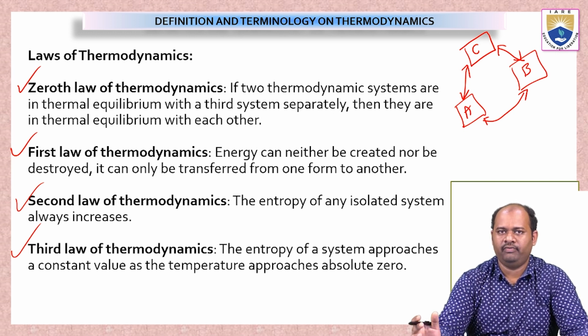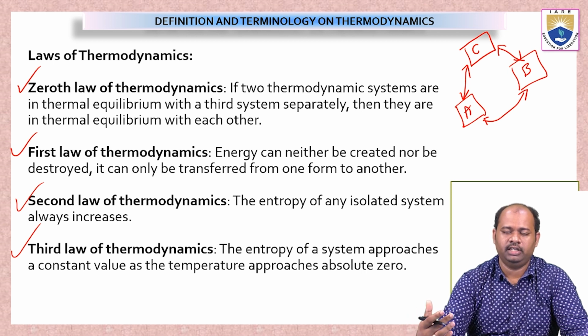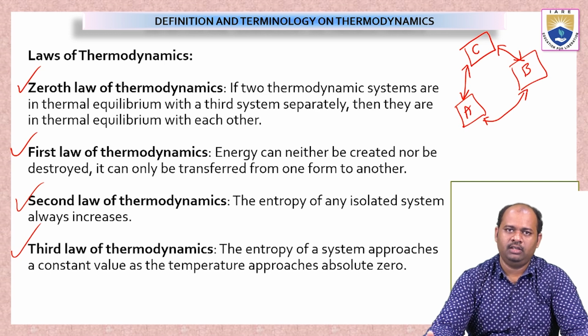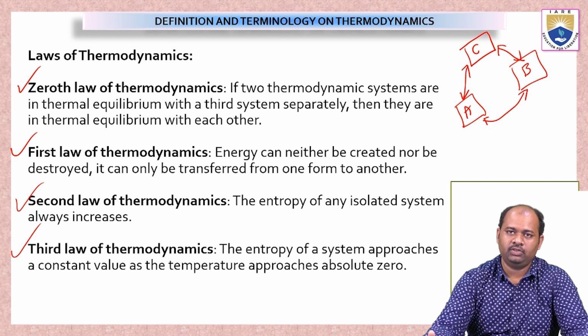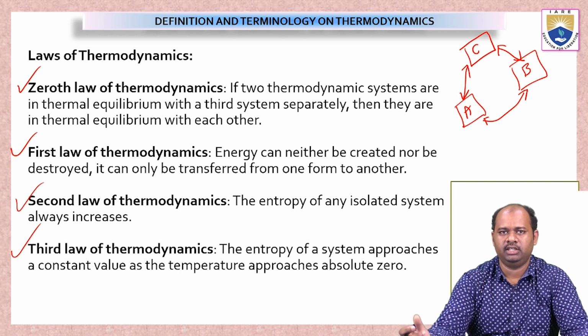The entropy of an isolated system. We should know what entropy is. Entropy is nothing but the change in degree of disorderness of the system. The degree of disorderness of any system can be called entropy. The entropy of an isolated system will always increase. If I take an isolated system, the entropy will always increase.